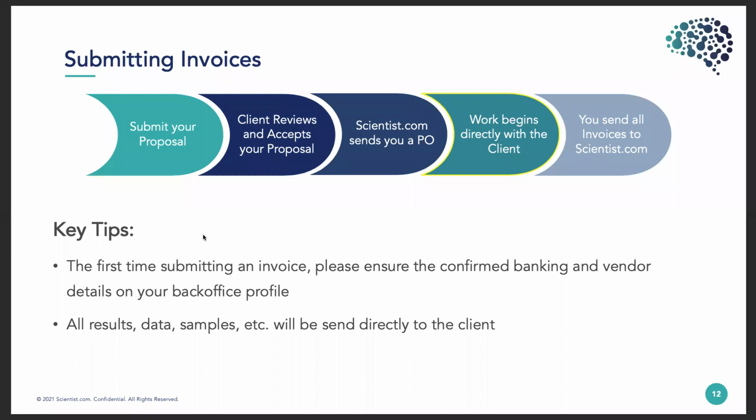The key distinction I would make here, though, is that any results, data, samples, or anything else associated with that request would be sent directly to the client. So you're never sending any samples or anything like that to scientist.com. You're never sending any results to scientist.com. All of that is sent directly to the client. And when you are going to submit an invoice, before you do so, it is important to also check in your back office profile under the legal entity section to make sure that your banking and vendor details are correct. And I'll show you where that is in just a moment as well.